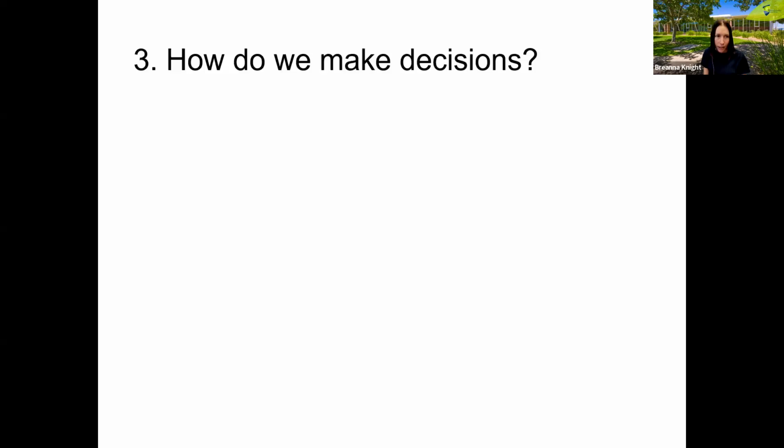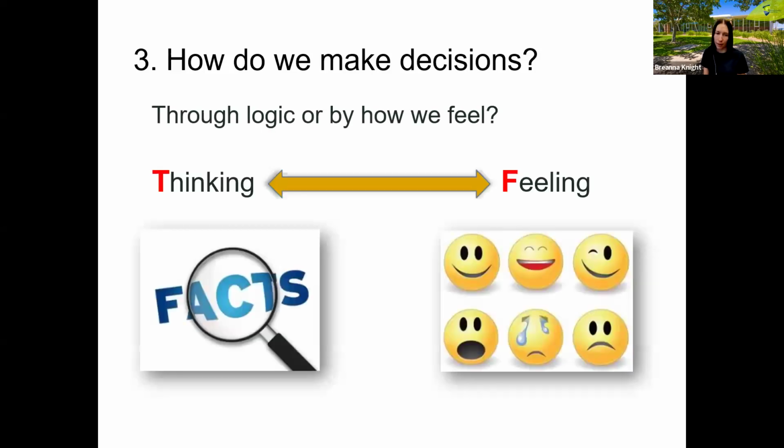So number 3 is how we make decisions, how we go about a decision-making process. Do we do it through logic or through how we feel? This is our thinking and feeling scale. So just with that little bit of info, pop on your little sticker, your mark. What are you feeling, people? Some thinkers. People in the middle, that's okay. Don't have to know for certain.